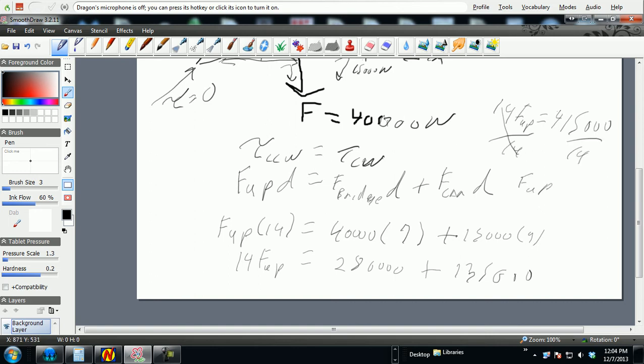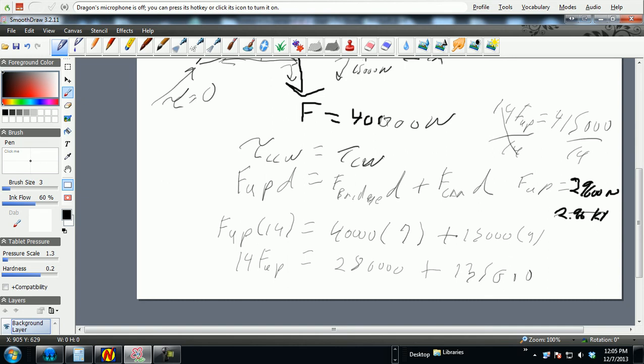So my force up should be, get out the handy dandy calculator again real quick. 415,000 divided by 14, and I get 2.96 times 10 to the fourth. Let's hit pause and go confirm. Okay, I confirm that answer to be 29,600 newtons.